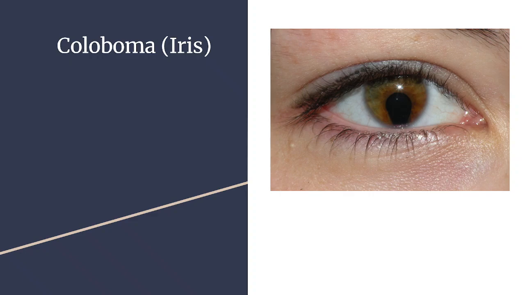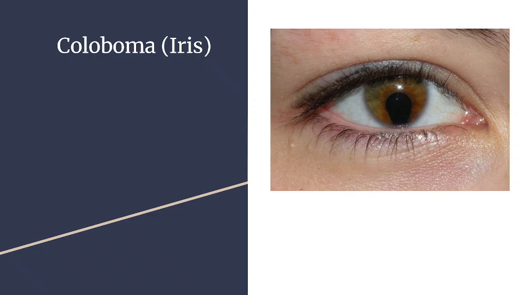Coloboma can affect a number of different parts of the eye. It does not mean that there is a hole in the eye, but that certain structures or parts within the eye did not form fully. It can affect the iris, it can affect the lens. Coloboma can also affect the choroid, and also the retina. Very rarely, coloboma can also affect the optic disc or the eyelid.